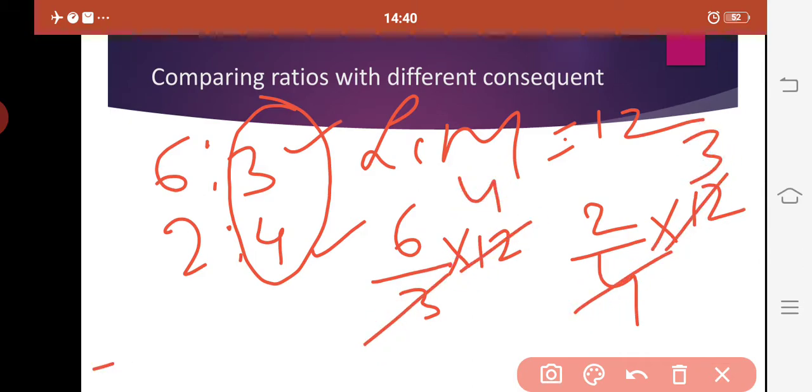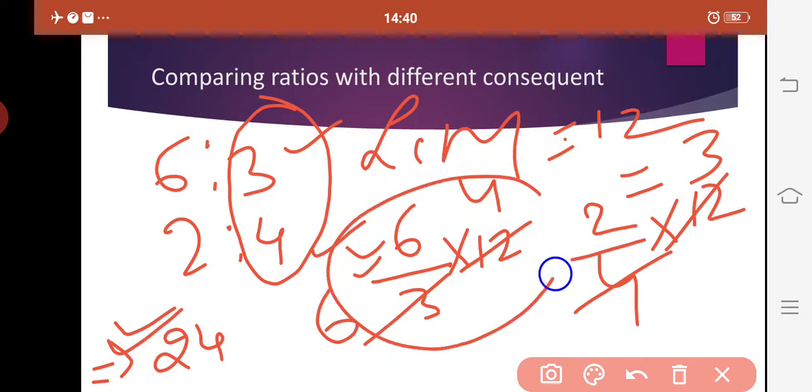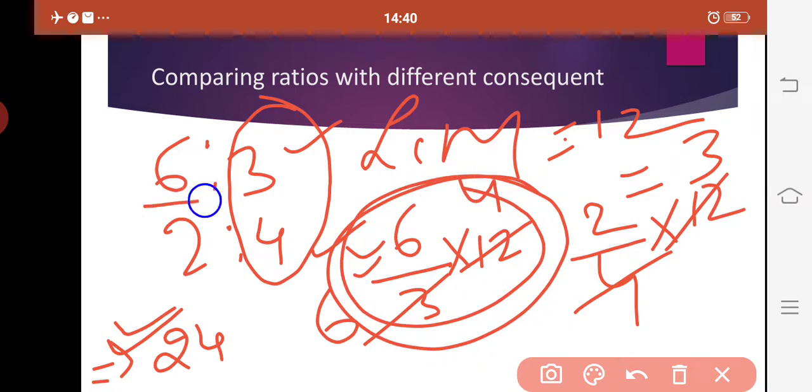Now the first one will become 24 and the other will become 6. Is that clear? Now which one is greater? Obviously 24 is greater, and corresponding to this 24, what was that? 6 ratio 3. Is that clear? So now when the consequent was same, we were simply looking at the antecedents, and the ratio with greater antecedent was considered as the greatest ratio.